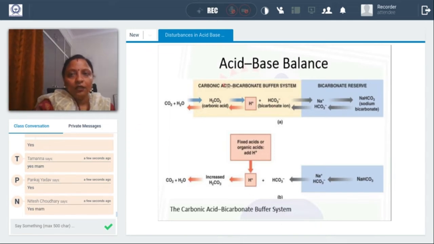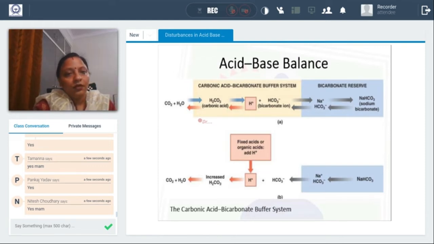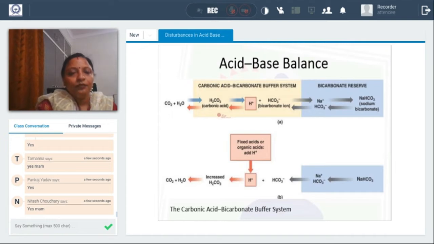So we can see here the acid-base balance, carbonic acid, bicarbonate buffer system. You all know, CO2 plus H2O forms H2CO3, carbonic acid. This is reversible. This is a simple or normal process. It forms carbonic acid, then again it dissociates. This is the bicarbonate reserve. When fixed acids or organic acids add H plus, it combines with this HCO3 and forms H2CO3, that is carbonic acid, and this again forms carbon dioxide and water.